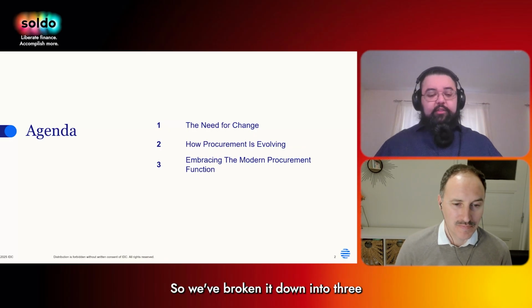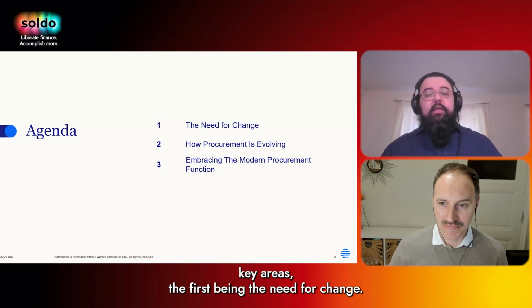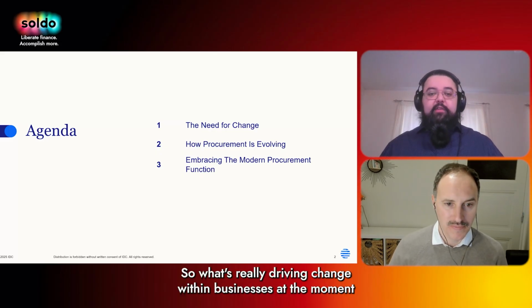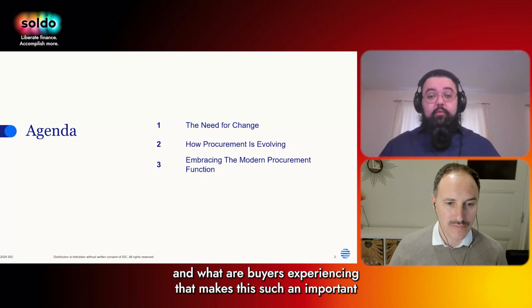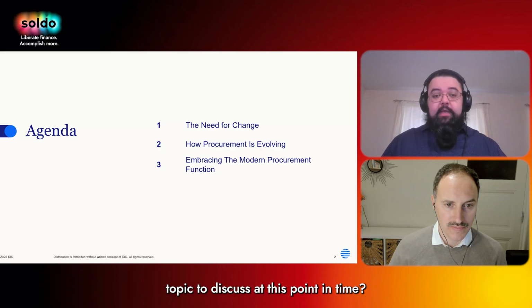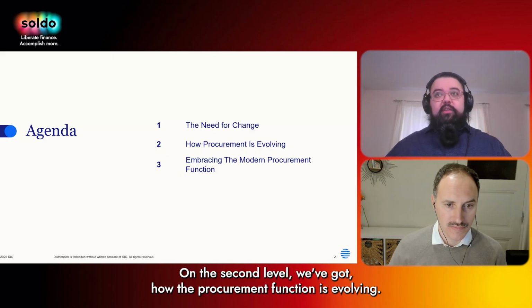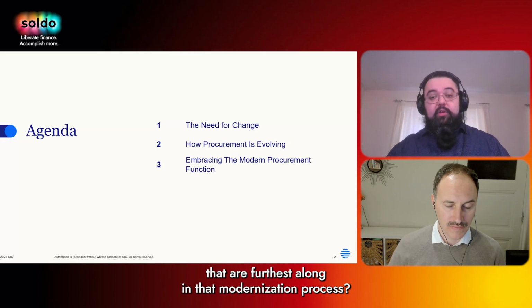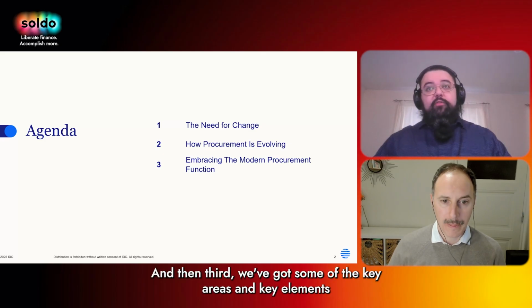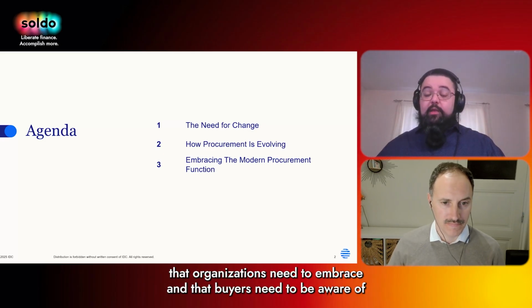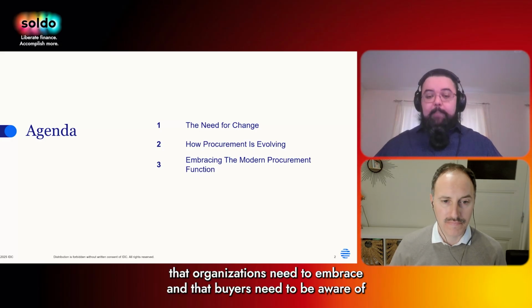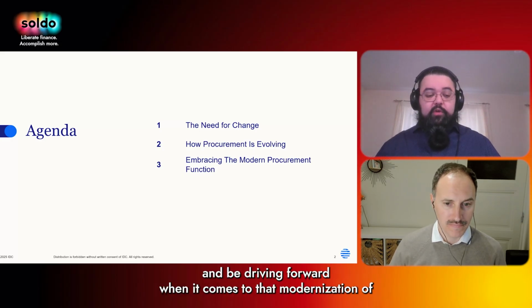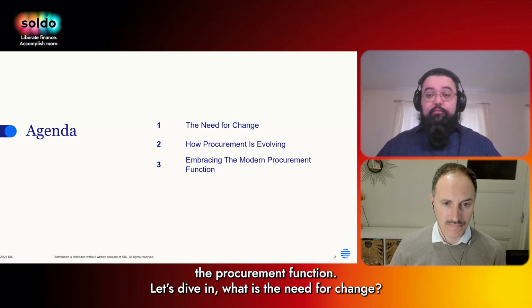So we've broken it down into 3 key areas. The first being the need for change: what's really driving change within businesses at the moment, and what are buyers experiencing that makes this such an important topic to discuss at this point in time. On the second level, how the procurement function is evolving: what does the modern procurement function look like in the companies that are furthest along in their modernization process? And then third, some of the key elements that organizations need to embrace and that buyers need to be aware of and be driving forward when it comes to that modernization of the procurement function.